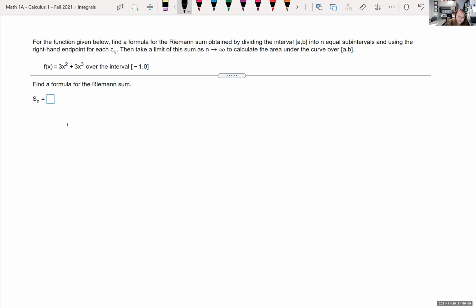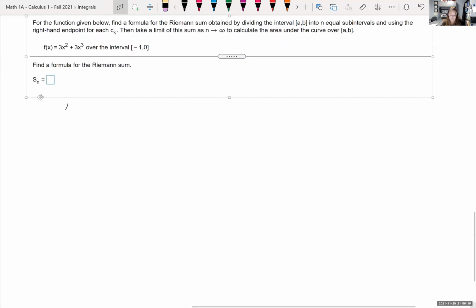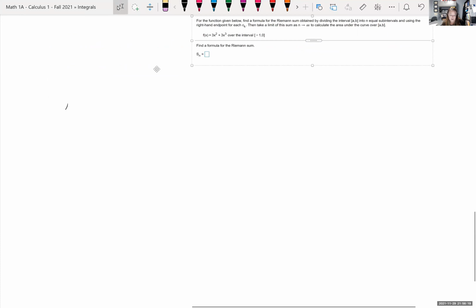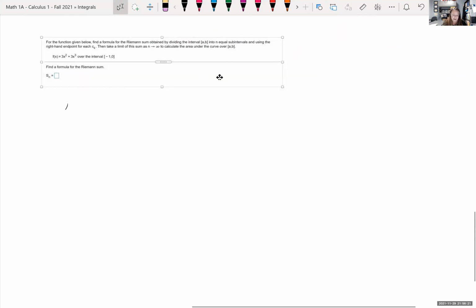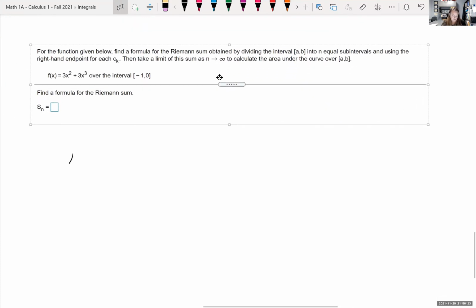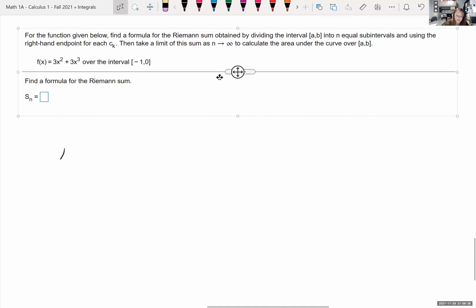Okay, so we want to figure out what the width of our rectangle is going to be. And so we can find delta x, the width of our rectangle. This is equal to our length, 0 minus a, -1, all over n rectangles. So this is going to be 1 over n.